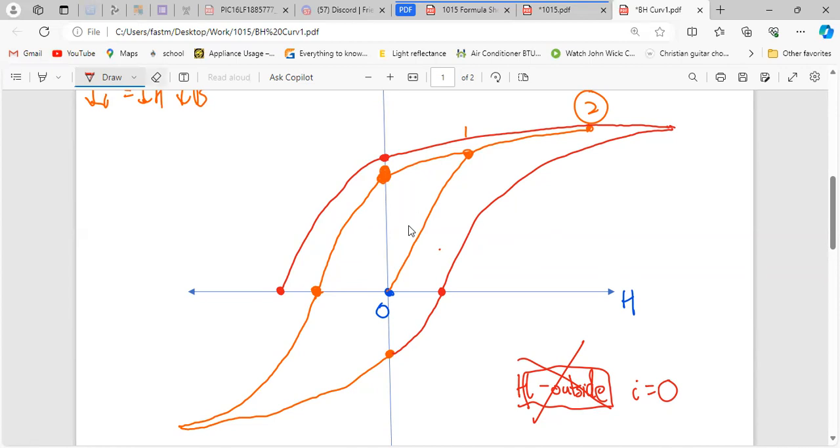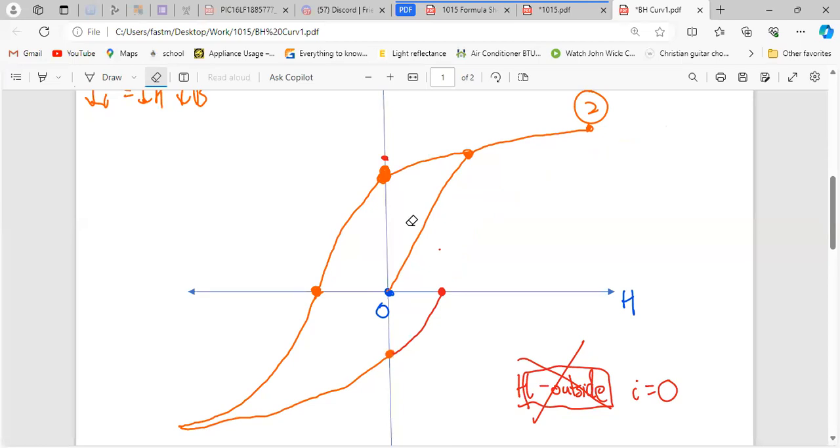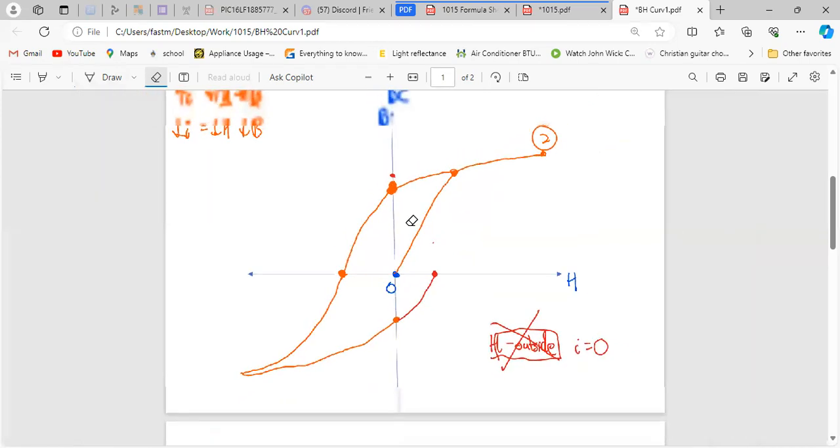Without the red parts, up to here is what gives you the magnetization curve, without this piece too. So this here is what is known as a hysteresis curve. This is what a hysteresis curve looks like.